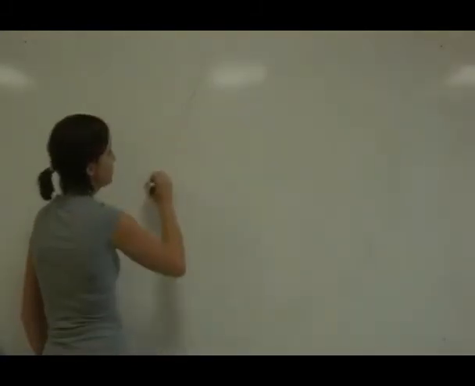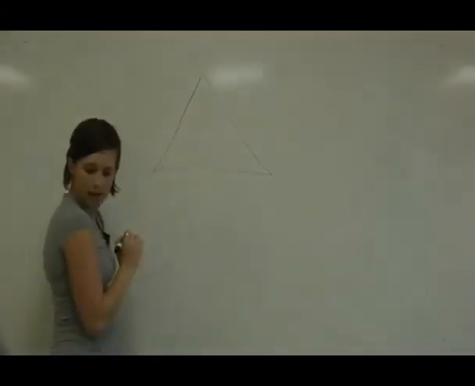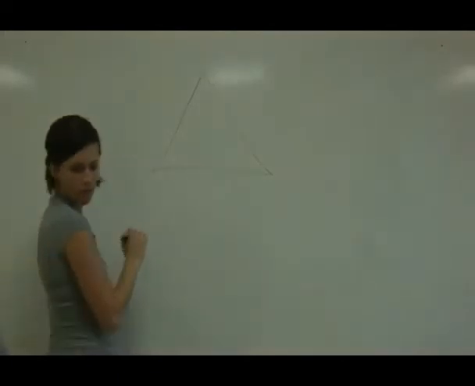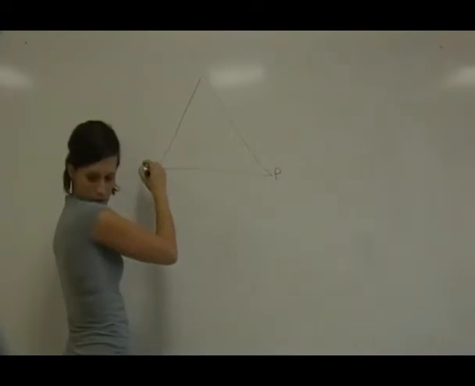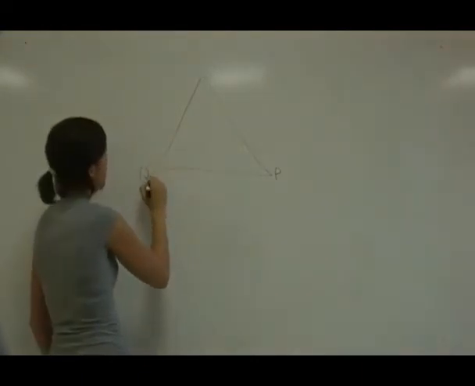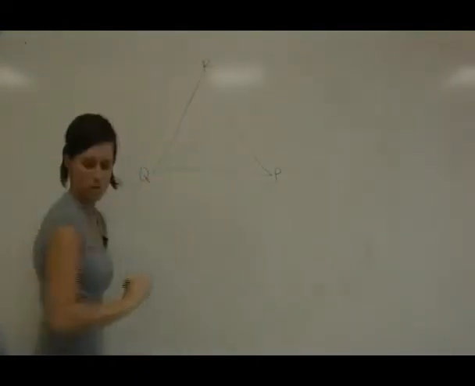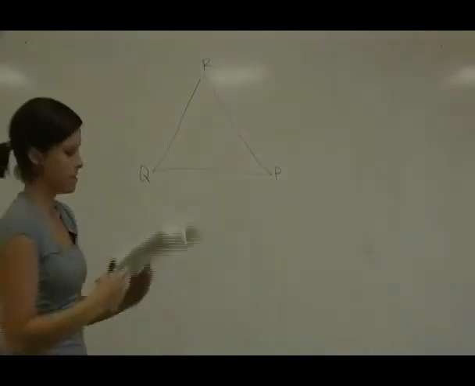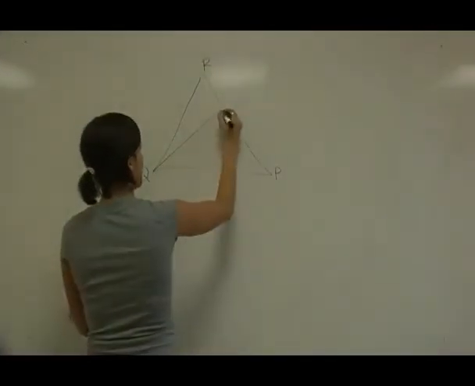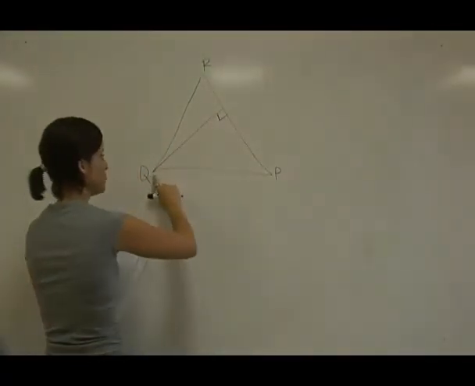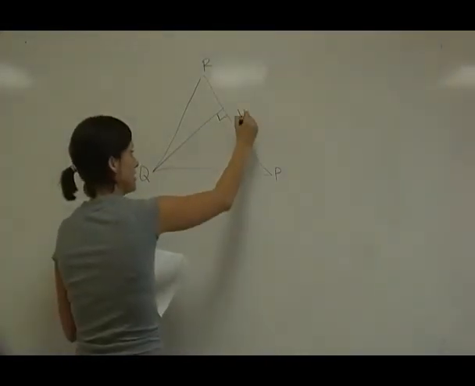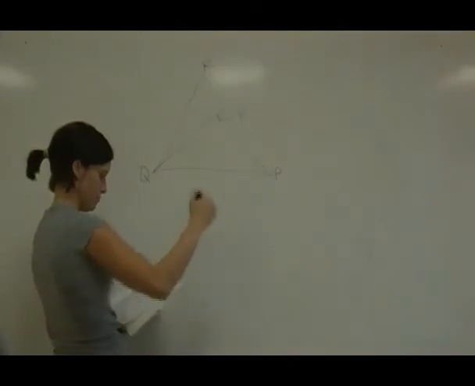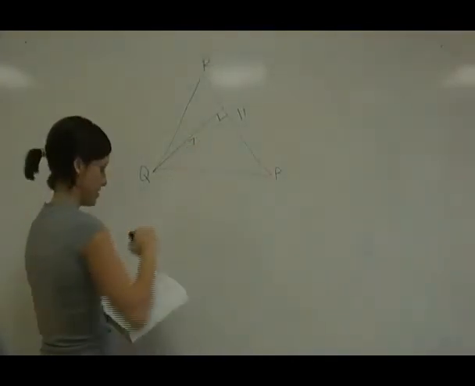Let's draw our triangle. And we have P, Q over here, and R. It also gives us the measure of the height, which is a perpendicular line drawn from an angle to the base. This states that our base is 11 and that our height is 7.